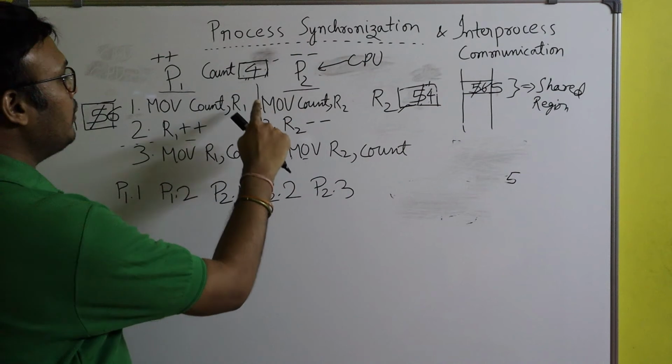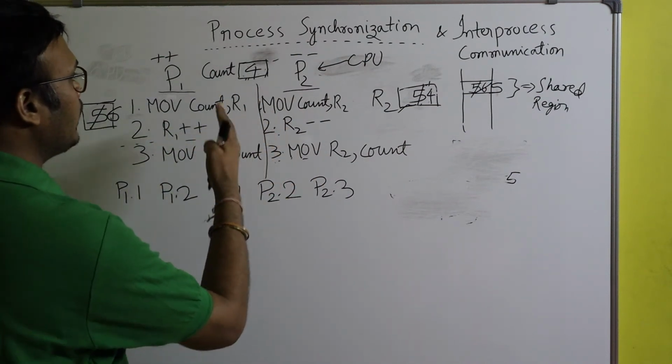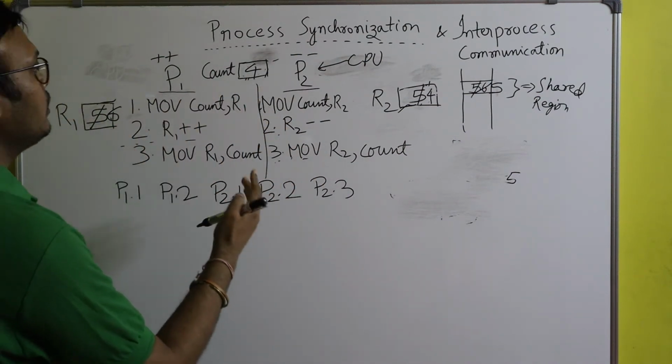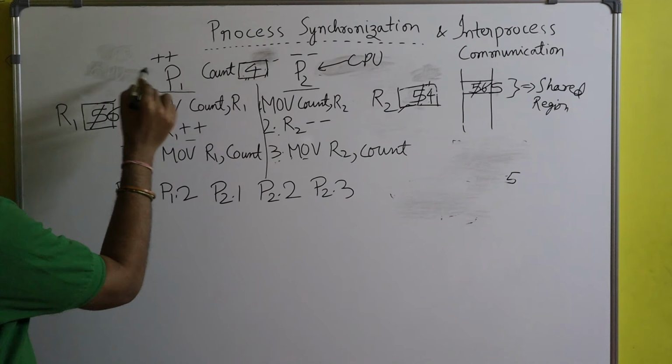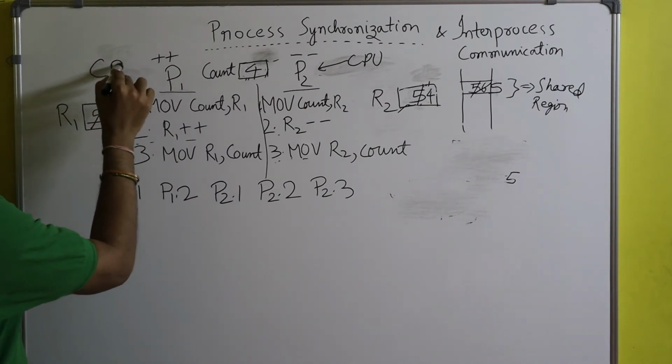So process P2 completed all its tasks. Now again there is a preemption, and the CPU is given back to process P1 again.